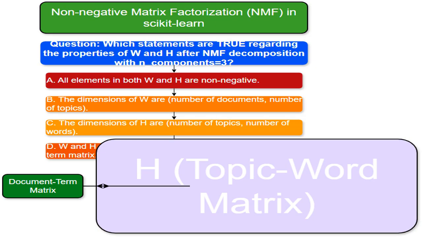H, the second output matrix from NMF, shows the relationship between topics and words. Each row represents a topic, and each column represents a word. The values indicate how strongly each word is associated with each topic. Imagine it as a word cloud for each topic. A high value means the word is very important for that particular topic.